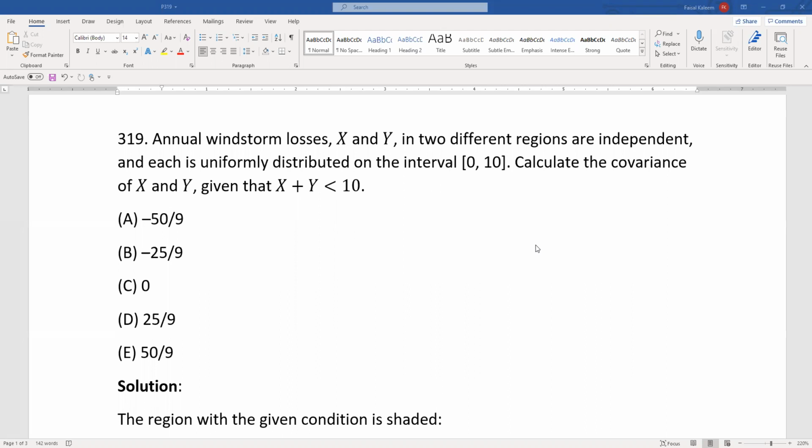So now, if this condition was not given and they were just asking you covariance of X and Y, then that would be 0 because X and Y are independent. But the problem is that we are now stuck with this condition, and therefore now we have to work out what it is.